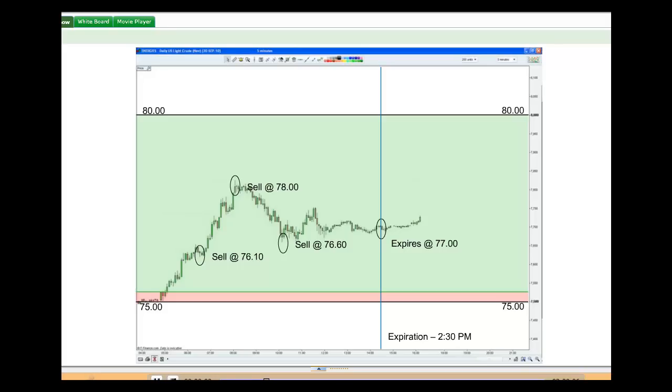Let's see. Jane asked a question. Could you tell me what is on the screen at present, please? This is just an oil contract, and the range you see there is basically the range of the contract.